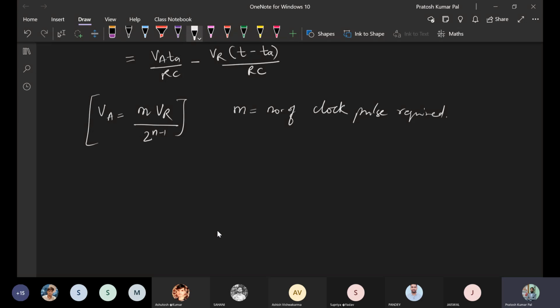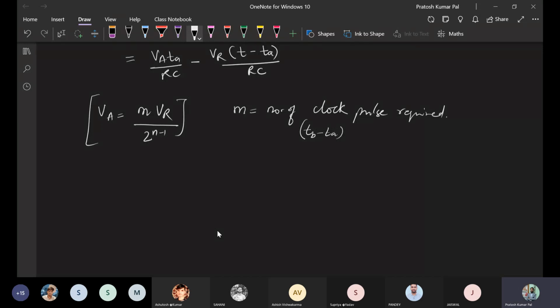in the time period of TB minus TA. So whatever time period is there between TA and TB, whatever the counter is counting in that time period will be the m value. With respect to that m value, the VA value will be proportional. That means whatever analog value VA is there will be proportional to the m value, like how many times the counting is done.